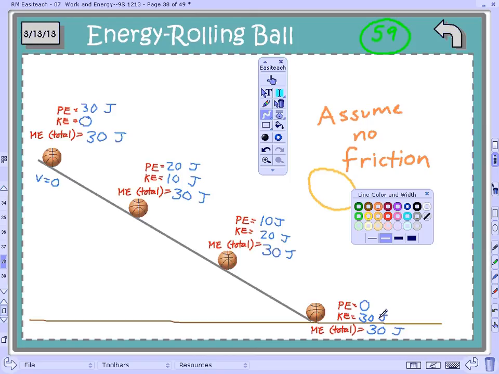We call this conservation of energy. This is the simpler version of the problem. Any questions?